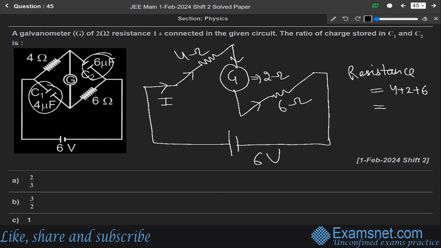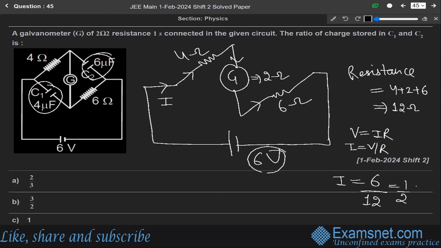Since all are in series, it will be 12 ohm. So the current flowing through the circuit, using Ohm's law, V equals IR, so I will be V over R. V is 6 volt, so 6 over 12. It means 1 by 2 ampere current is flowing in the circuit. So here also the current is 1 by 2 ampere, and here also the current is 1 by 2 ampere.